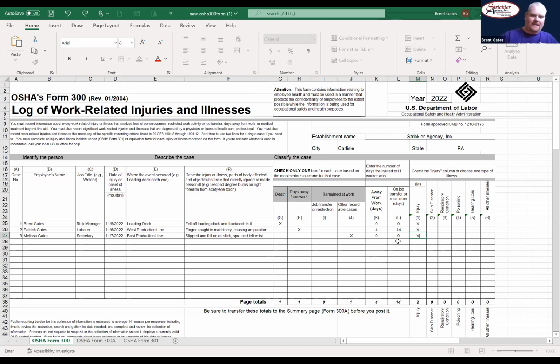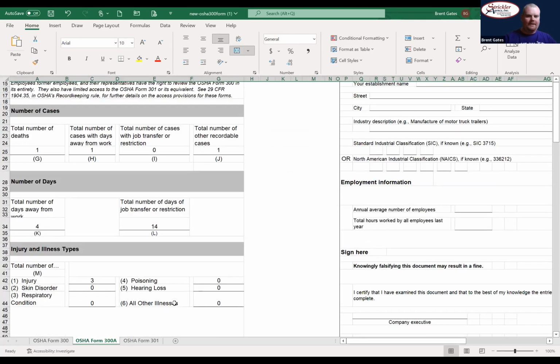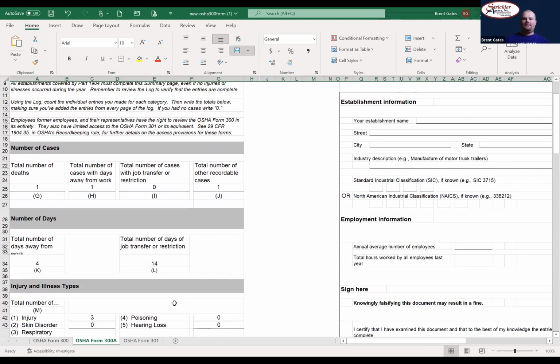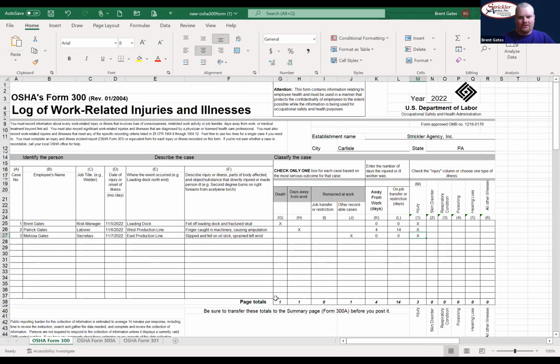So just keep that in mind too for that section. Then we go over to the OSHA Form 300A. The nice thing about this spreadsheet and the PDF form is it will automatically populate this for you. So the total number of deaths that we have just came right, see it, how it says G directly underneath that. That came from the G column on your OSHA 300 log.